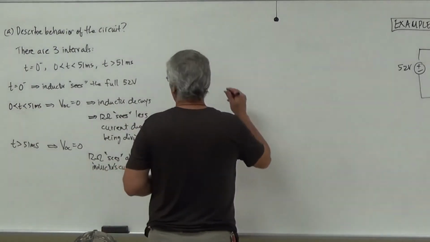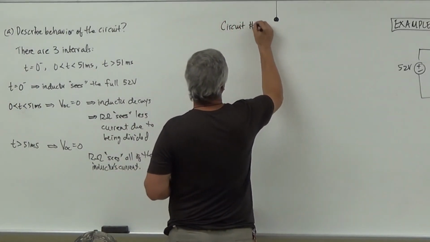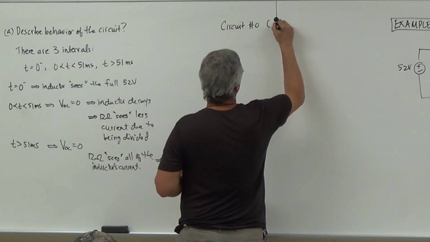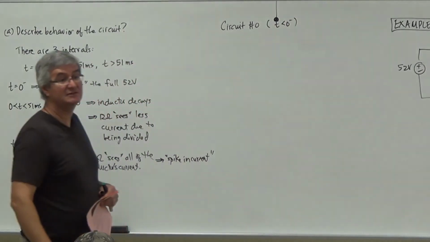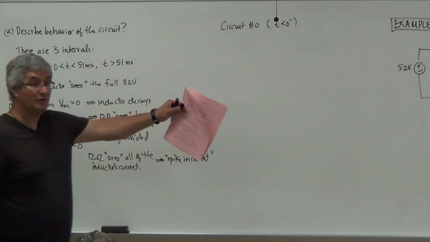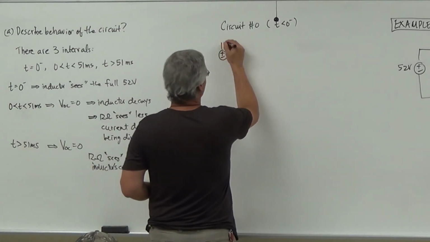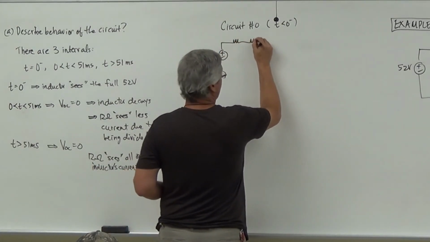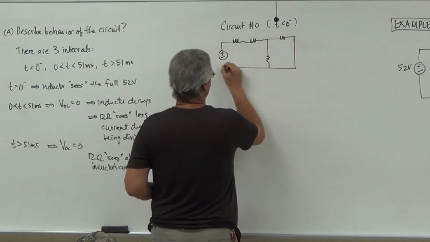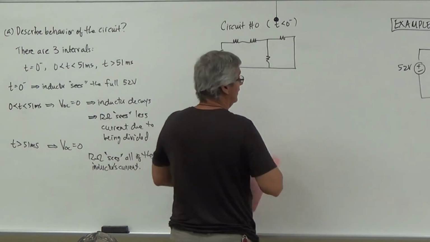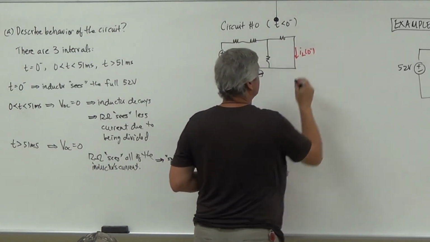So the first thing that I'm going to do here is call my first circuit number 0, and that's because t is less than 0 minus. So remember, it's in steady state. I look at my circuit here, and this is what I have: V, 6, 12, 6, and then a short right here. So right here, I have my current at 0 minus.